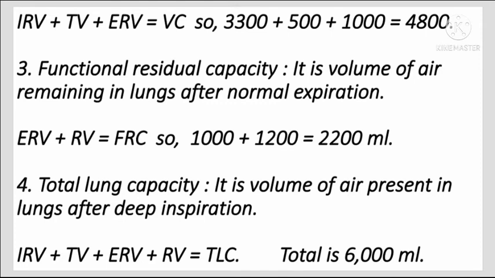Functional residual capacity. It is the volume of air remaining in the lungs after normal expiration. Functional residual capacity is equal to expiratory reserve volume plus residual volume. Expiratory reserve volume is 1000, residual volume is 1200. So 1000 plus 1200 is equal to 2200 ml.